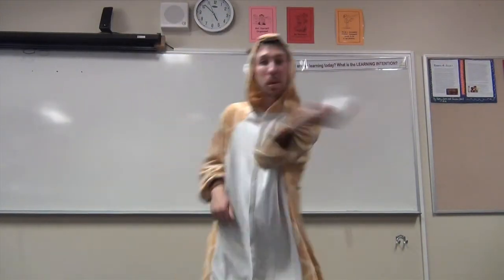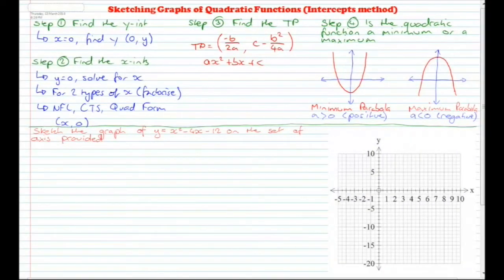Rightio, I guess we all know what that means then. It's time for a worked example. Rightio, so this question says, sketch the graph of y equals x squared minus 4x minus 12 on the set of axes provided. So let's go through and do that. What we're going to do first of all is follow our steps that I've written up here.